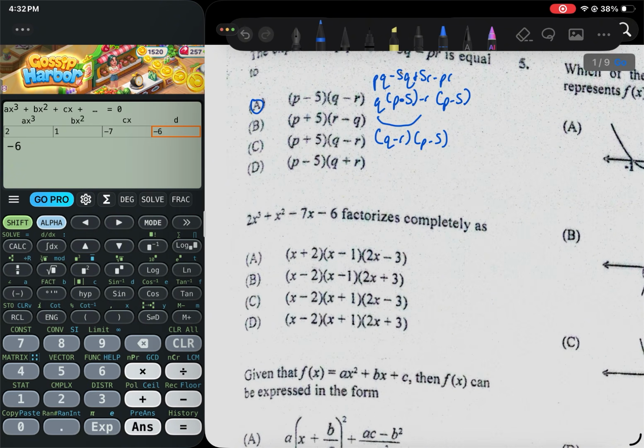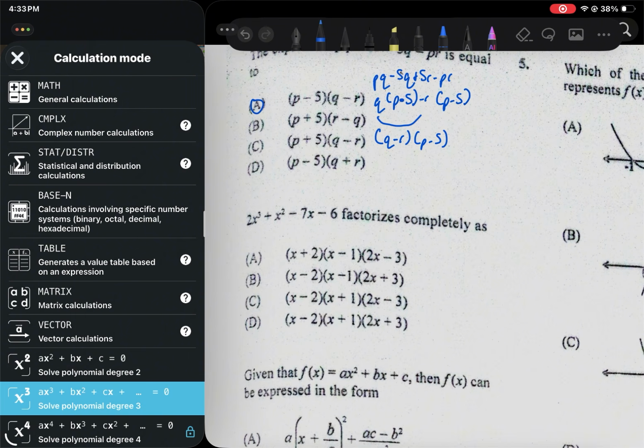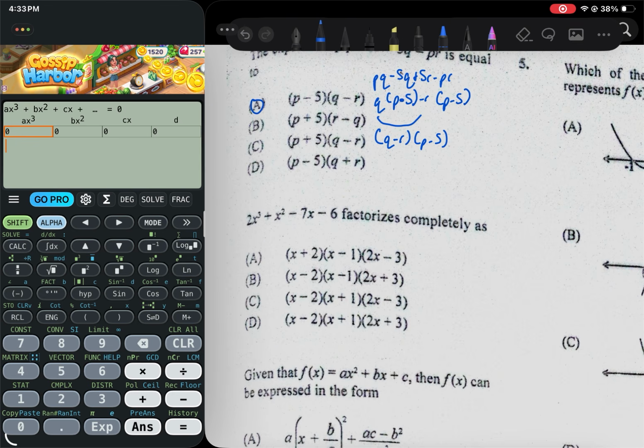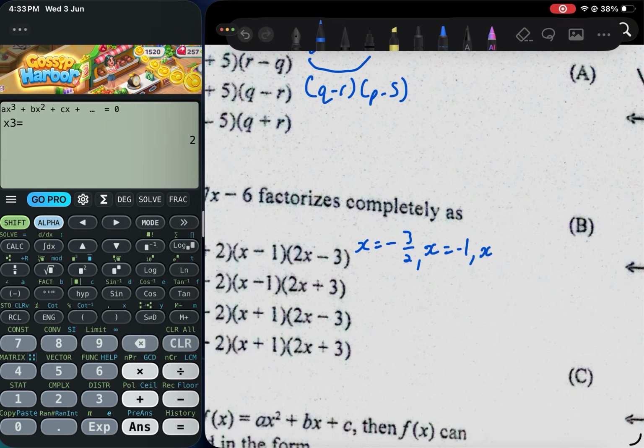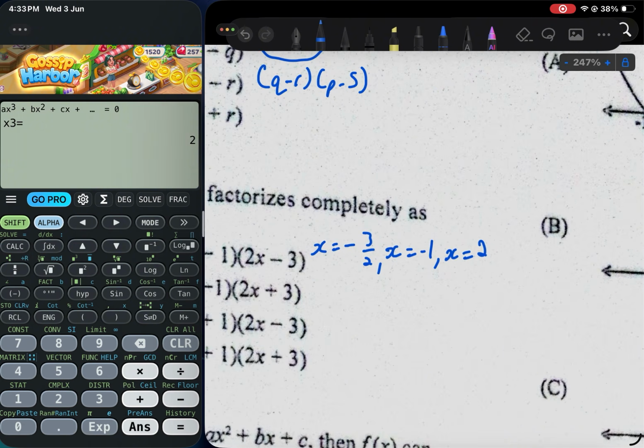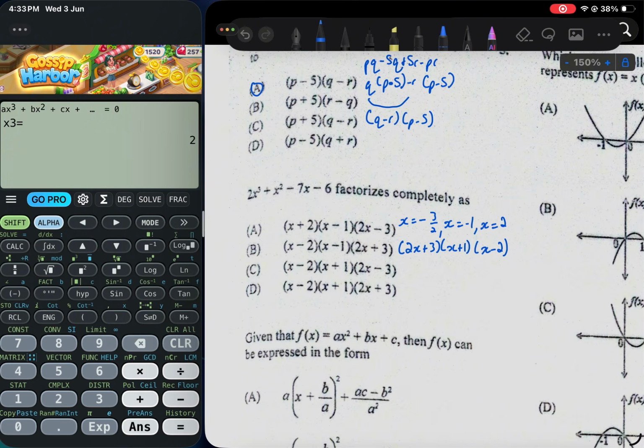2x cubed plus x squared minus 7x minus 6, factorize completely as. We can use your calculator to solve this. You click mode, and you would see something called equation. For me, I have to press solve polynomial degree 3 since it's x cubed. So I'd put in 2, 1, negative 7, and negative 6, and it would tell me my x values. So we have x is equal to negative 3 over 2, x is equal to negative 1, and x is equal to 2. But we have to put it in linear form. So once we do that, we'll get 2x plus 3, x plus 1, and x minus 2. So the answer that looks like that is D.